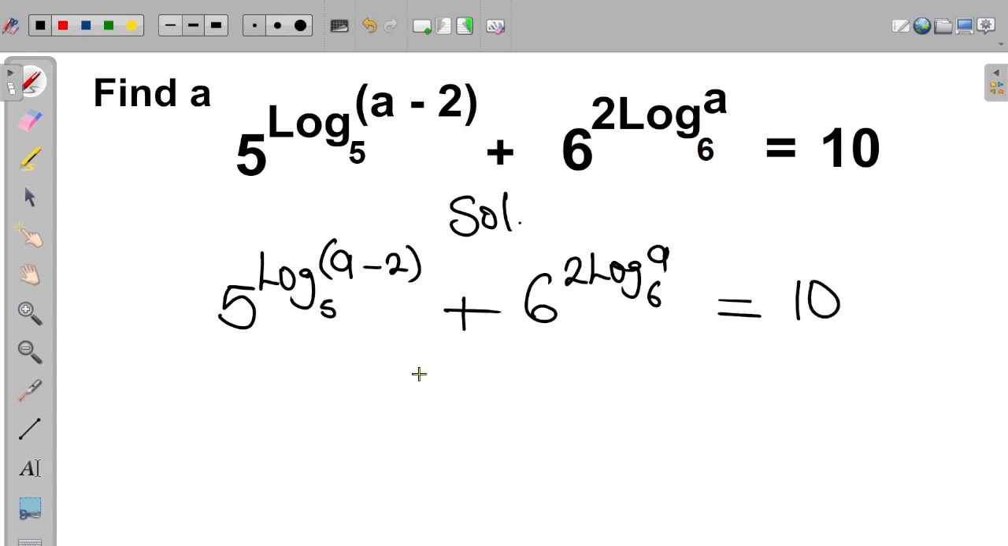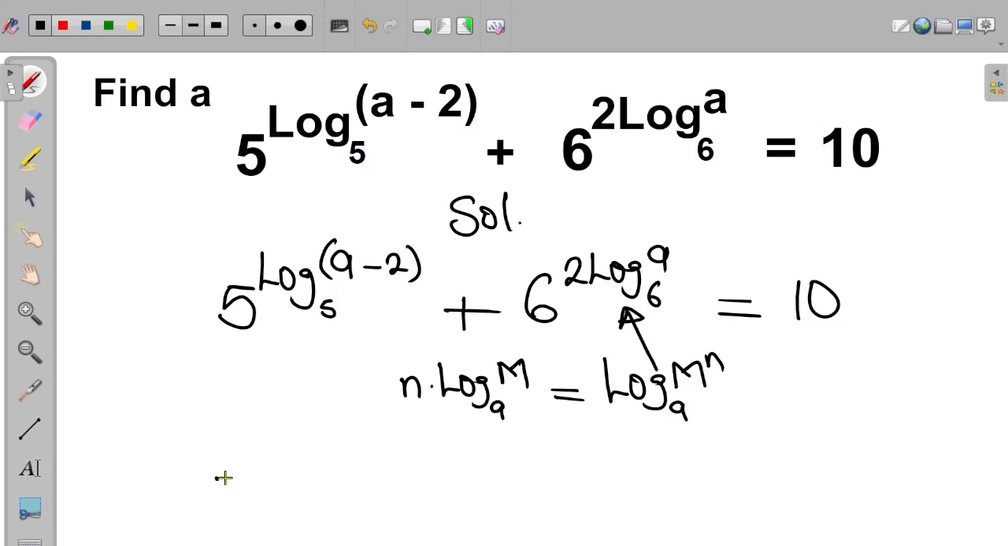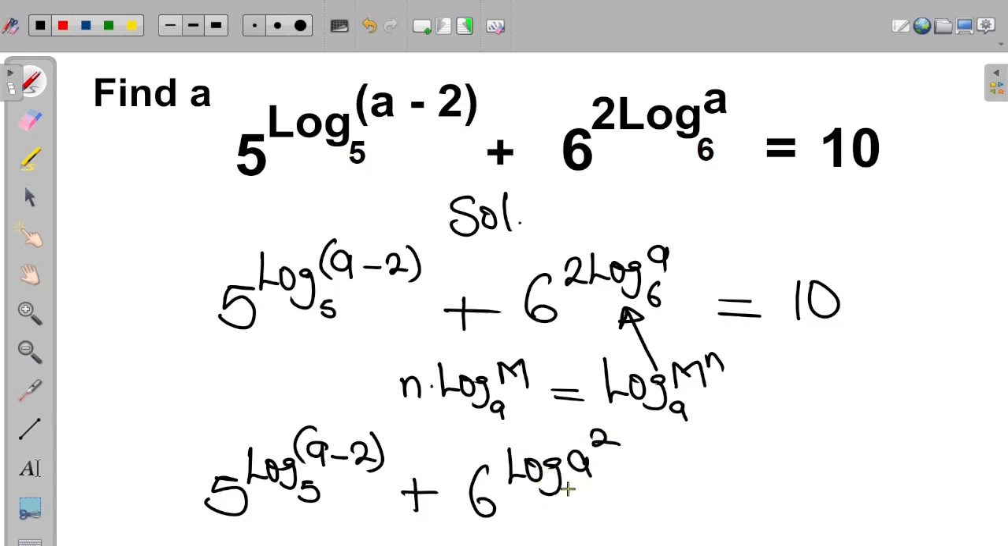Now, at this point, recall that from the power law of logarithm, if I have n multiplied by log m in base a, this can be expressed as log m to the power of n in base a. So we apply this rule here. Therefore, this becomes 5 to the power of log (a minus 2) in base 5 plus 6 to the power of log a squared in base 6 equal to 10.